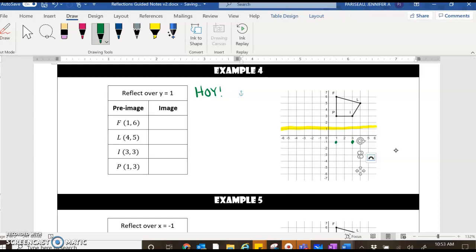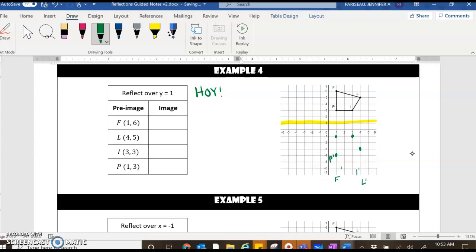And then my F, it was at my line of reflection is 1, and I went to 6, so that's 5 away. So 5 away in the opposite direction. 1, 2, 3, 4, 5 is going to put me right there at -4. And I would go ahead and connect these and label this. So this is P prime. Again, not really sure why it's doing that. This is I prime, this is L prime, and that is F prime.